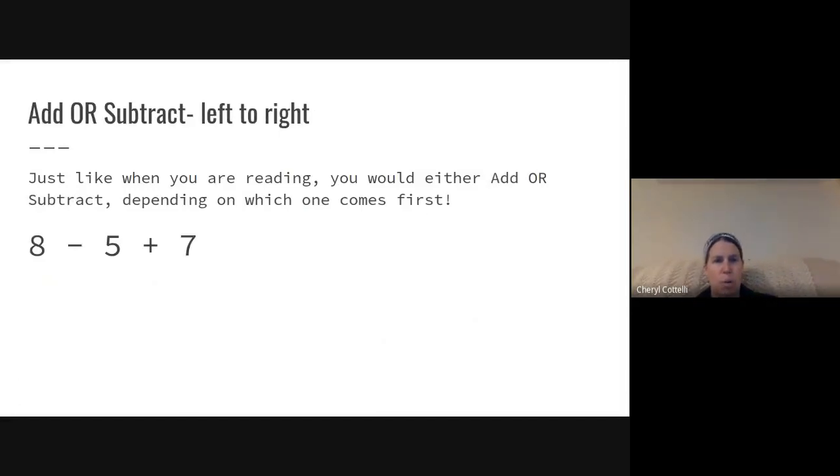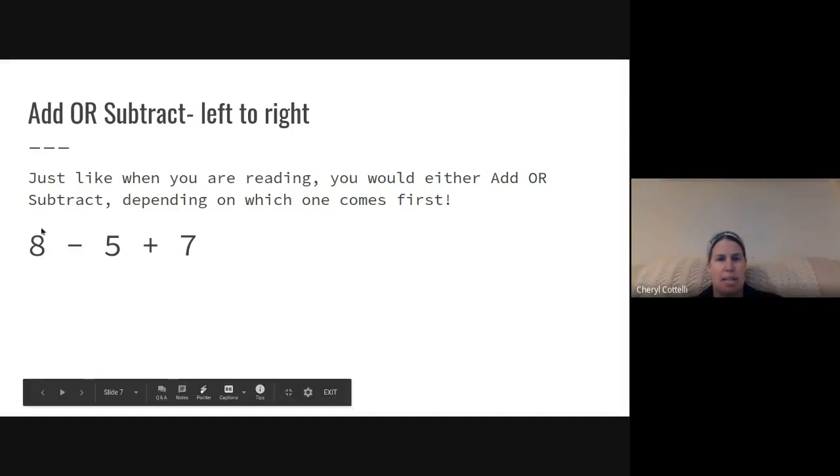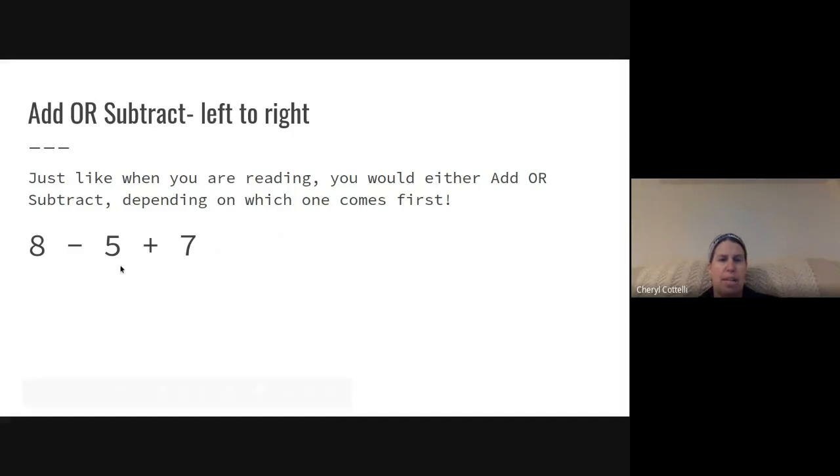And then add or subtract depending on which one you see first. So here you actually see subtraction first. So you would do 8 minus 5, which is 3. 3 plus 7 is 10.